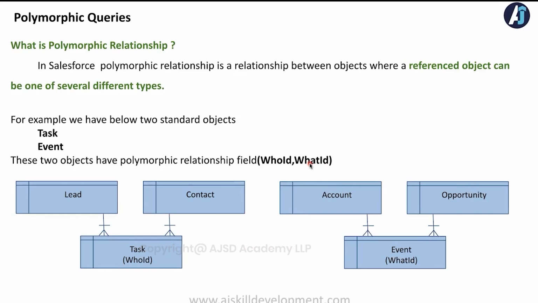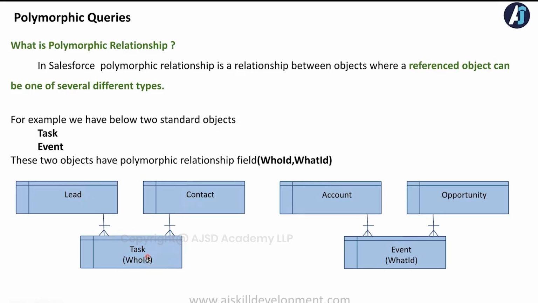These two fields are relationship fields available in task as well as event, but the parent can be more than one. For example, when we discuss WhoId, look at this picture in the presentation. In the task object, we have a relationship field called WhoId. Who generally represents a person. In Salesforce, a person might be a lead record or a contact record. So the task object has a polymorphic relationship field named WhoId, which has lead as a parent as well as contact as a parent.